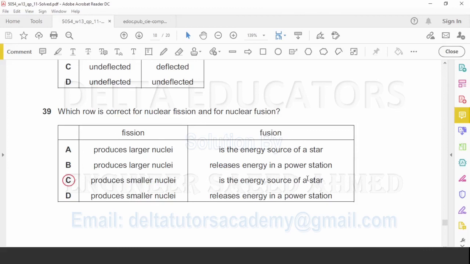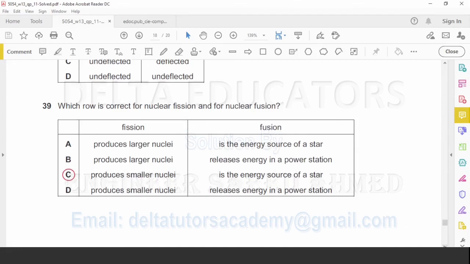Okay, we will also check what is given in the option D for fusion. For fusion in option D it is given releases energy in a power station. In a power station we have fission reaction, not fusion reaction. Since in power station we don't have fusion reaction, so definitely the energy release will not be because of fusion, it will be because of fission. So option D is incorrect, correct option, option C.